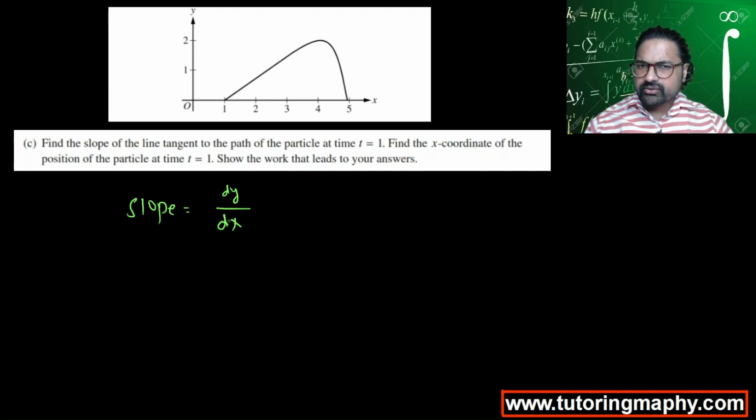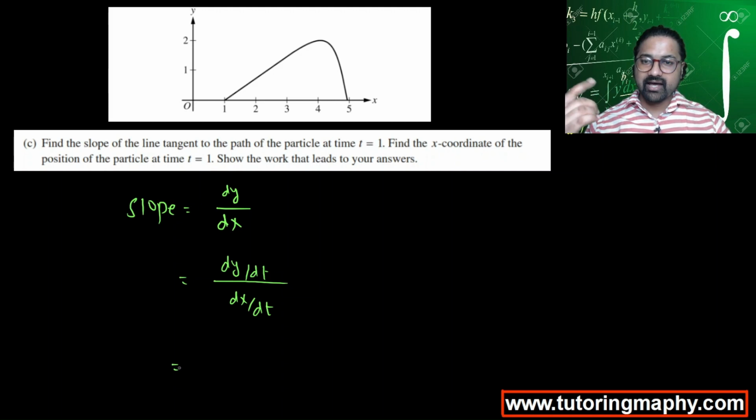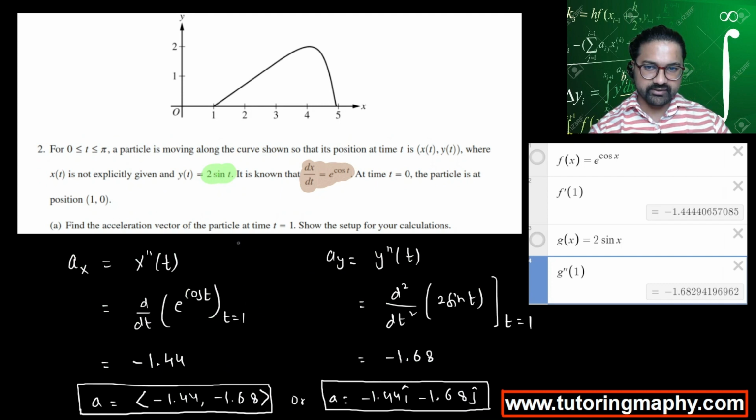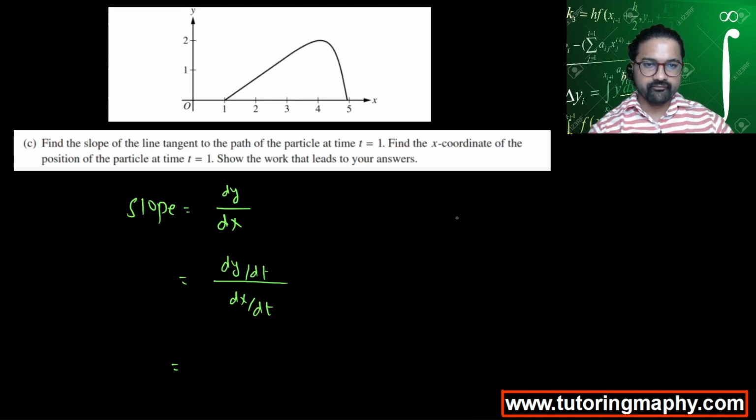But we don't know the relation of y with respect to x, which is absolutely fine, because we are going to manipulate this. Can we write it as dy over dt over dx over dt? Absolutely, because I just divided the numerator and denominator by dt. The function y is nothing but 2 sine t, so the derivative of 2 sine t is just 2 cos t. So dy over dt is going to be 2 cos t.